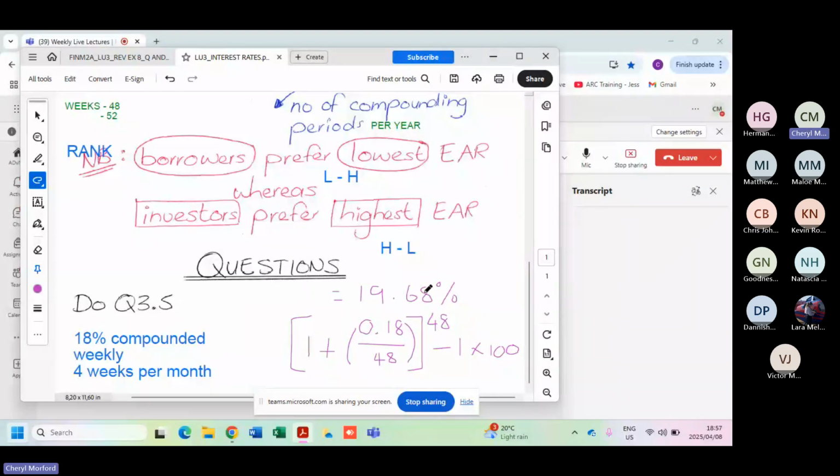Do you notice something interesting here? We started with 18%, but why is it higher? Why is it nearly 20%? It's because of the power of the compounding. Because it's compounded weekly, there's 48 lots of interest that accrue to it. So an 18% nominal rate becomes a 19.68% effective rate.